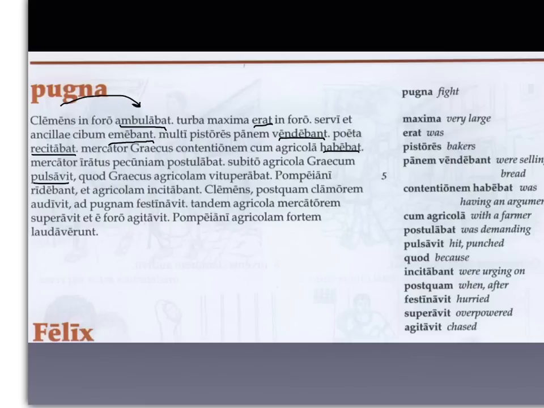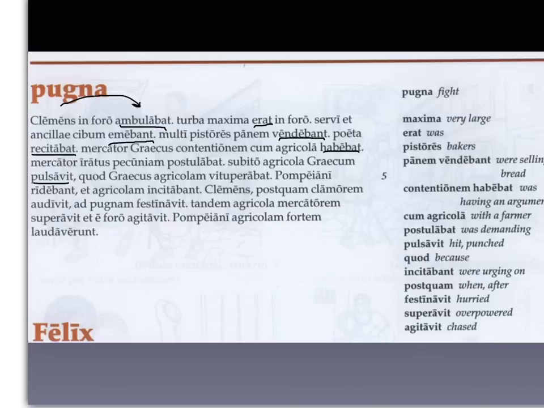Next sentence. Mercator eratus pecunium postulabat. Okay, start off again looking for that subject. Frequently comes at the beginning, so I know my subject's a mercator. Then I see eratus next to it. And I know that eratus is angry. Probably go together. So you have a mercator eratus, an angry merchant.